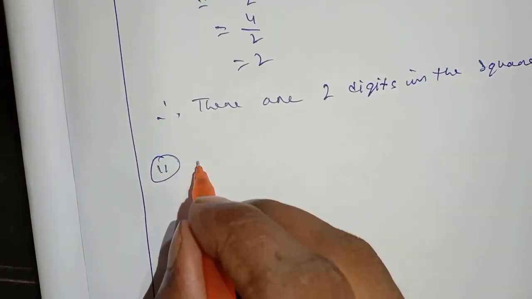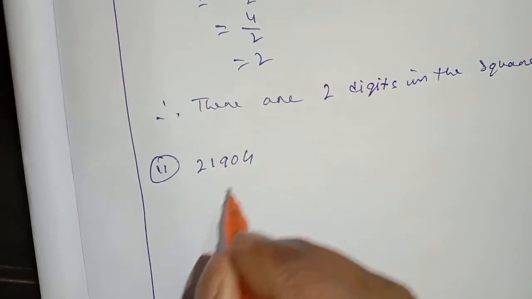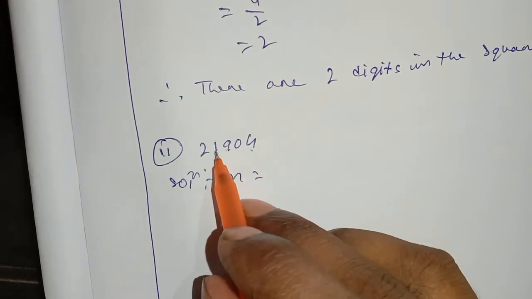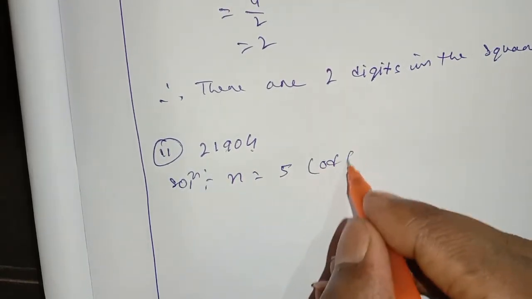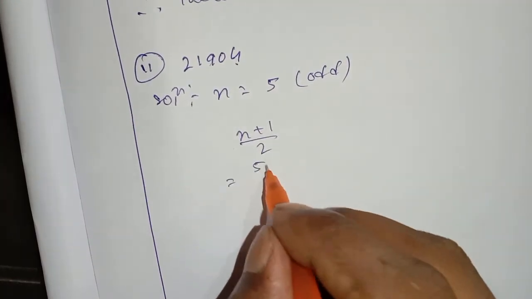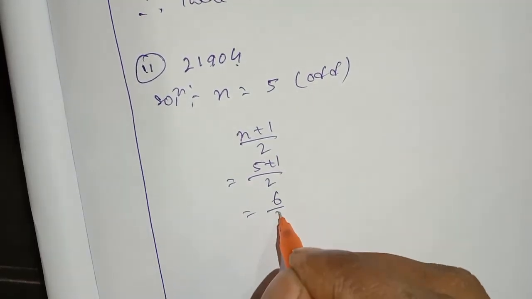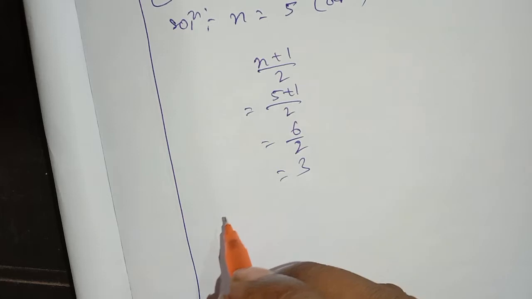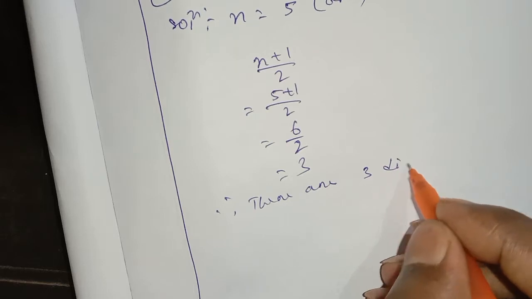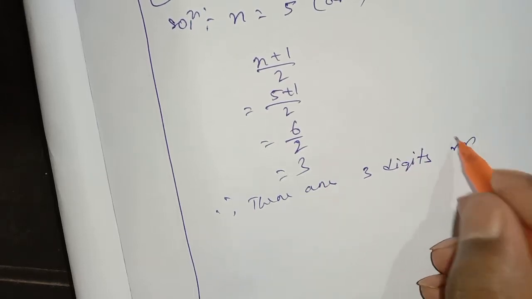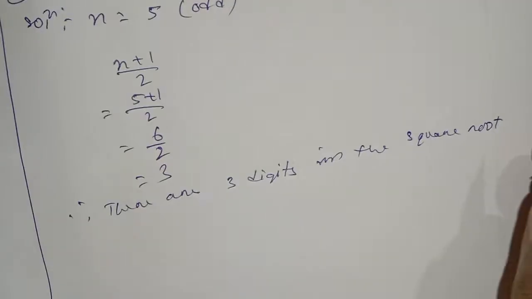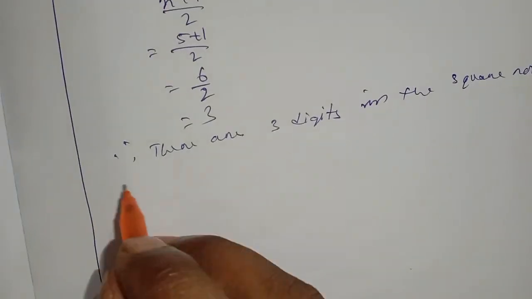Next, number 2, see here. Number 2 is given: 21904. Now the solution. n equals, again you count: 1, 2, 3, 4, 5, means 5. And it is also an odd number. Then the formula will be (n plus 1) by 2, so (5 plus 1) by 2 equals 6 by 2, which is 3. Therefore, there are 3 digits in the square root. Okay.